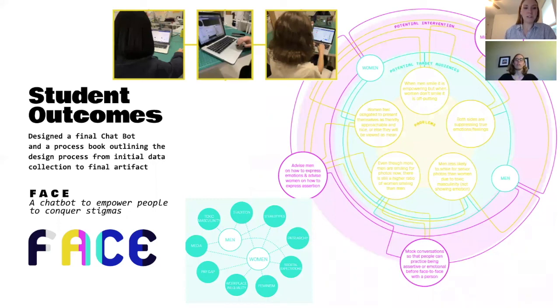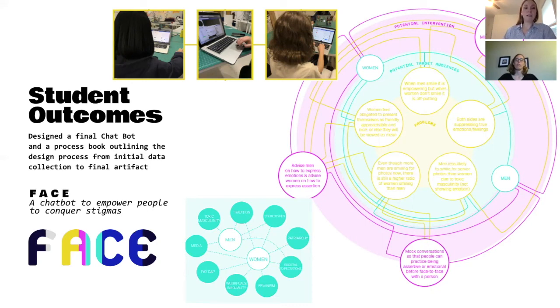This group of students dug deep into the issues surrounding the way men and women feel pressured to present themselves. They asked hard questions like, why do women feel obligated to present themselves as friendly and approachable? Why might men avoid smiling in photographs? What are the emotional challenges men and women face in intimate relationships and at work?